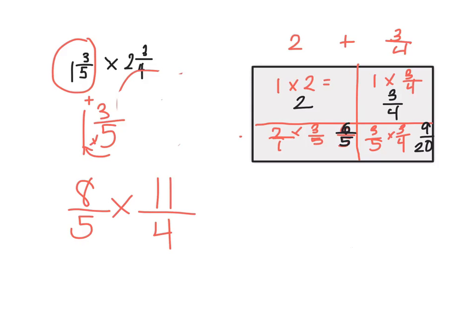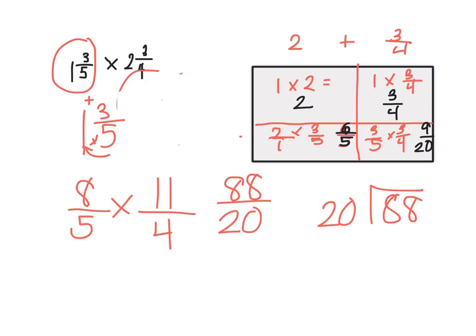Now I'm multiplying these fractions, so I can just multiply them. 8 times 11 is 88. And 5 times 4 is 20. Now I can just divide 20 into 88.